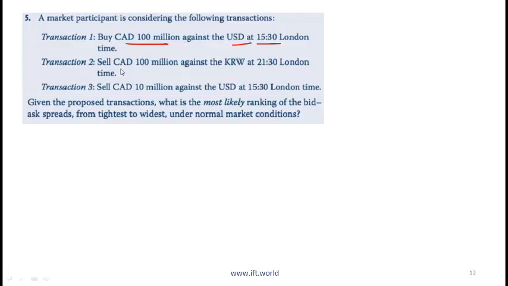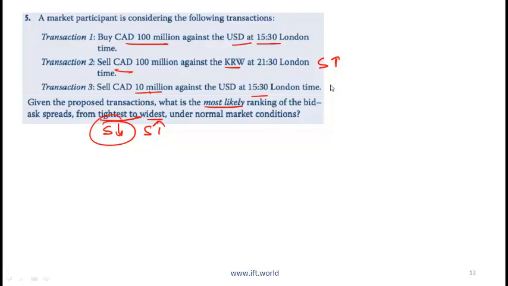The next is Canadian dollar versus KRW. This currency pair is not traded as much as Canadian dollar to USD. So the spread on this transaction is going to be relatively high. And then finally, Canadian dollar to USD at the same time, but the transaction amount is low compared to transaction one. Given the proposed transactions, what is the most likely ranking of the bid ask spread from tightest to widest? Tight means that the spread is low, wide means that the spread is high under normal market conditions. So where will you have the tightest spread?